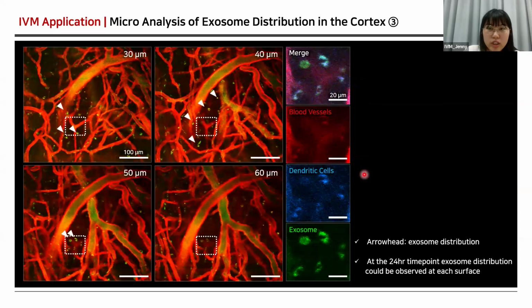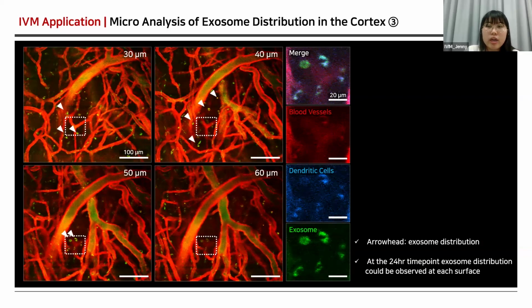Moreover, at the 24-hour post-injection time point, we conducted further analysis to determine how deeply the exosomes had penetrated into the brain tissue and how they interacted with the surrounding immune cells, and here in this case, the dendritic cells. So to achieve this, like I mentioned before, we used the CD11b antibody, which is a cellular marker of the dendritic cell, to visualize those cells. Then the distribution of the exosomes and dendritic cells was analyzed.